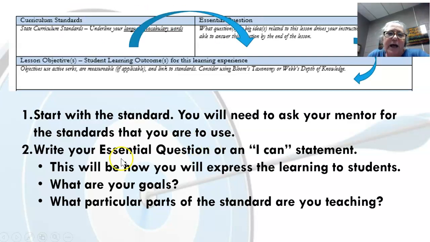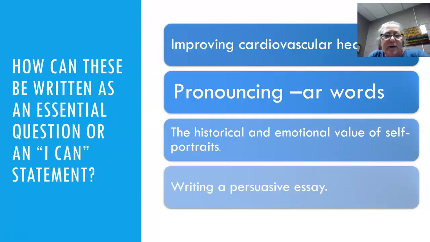So it's all going to kind of come together. Your curriculum standards are going to lead you to the essential questions, which is going to take you down to where you're working on your learning objectives. So how could these be written as an essential question or an I can statement? Let's look at this one. Improving cardiovascular health. Just think for a minute about what kind of essential question you could come out of that.